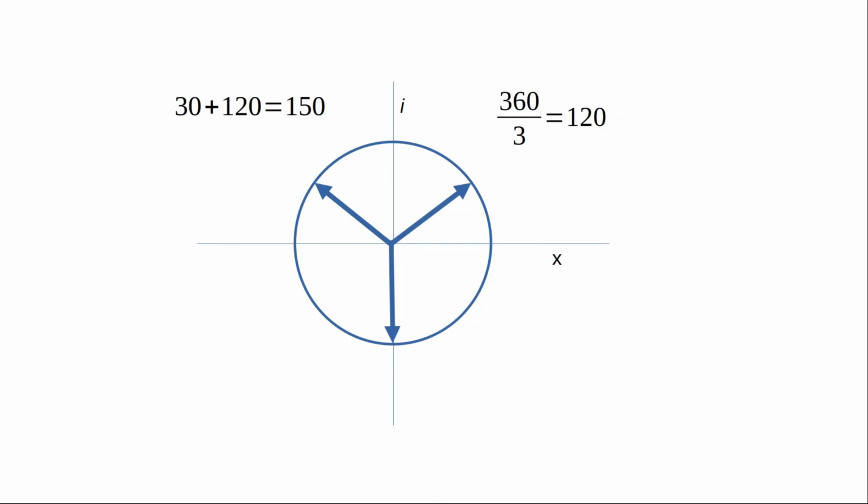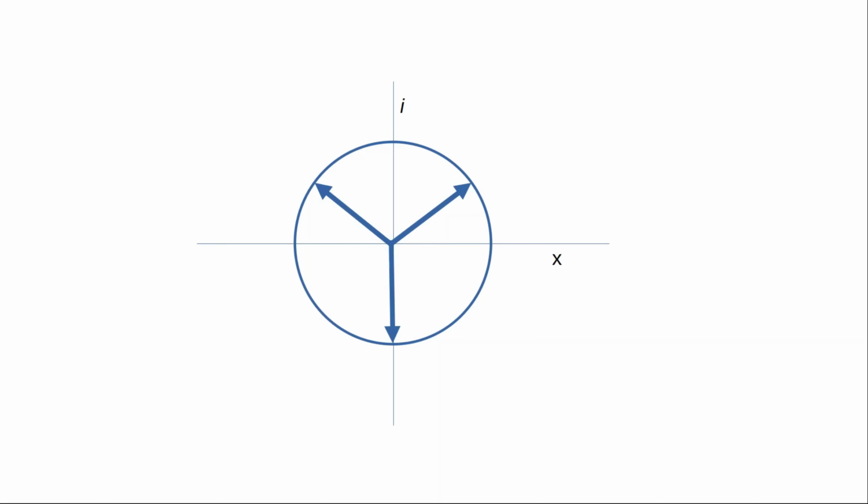And then we add another 120. And that gets us from 30 to 150. And so you can see the same figure as we had with either positive real numbers or negative real numbers. It's just that it's been rotated, as you see in the figure.